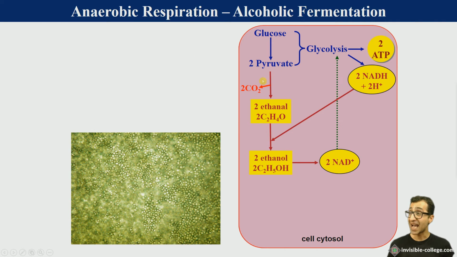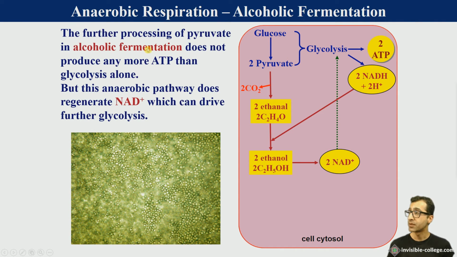So under anaerobic conditions, in other words, under conditions of alcoholic fermentation, organisms like yeast will take the pyruvate formed by glycolysis and then convert it first into an aldehyde called ethanal, and then ultimately convert that aldehyde into the alcohol ethanol. But this anaerobic pathway does regenerate the NAD+, which can then drive further glycolysis like this.